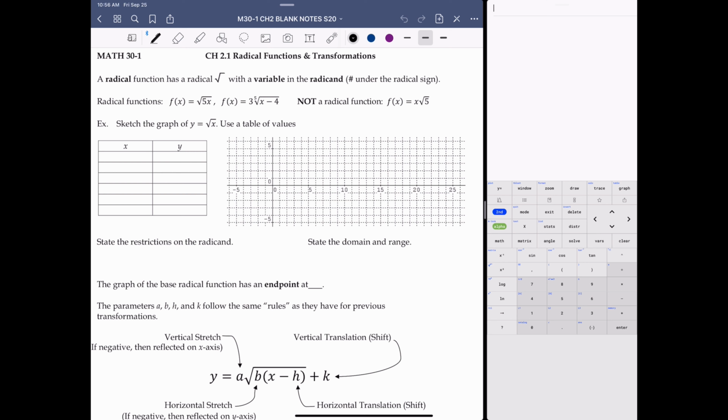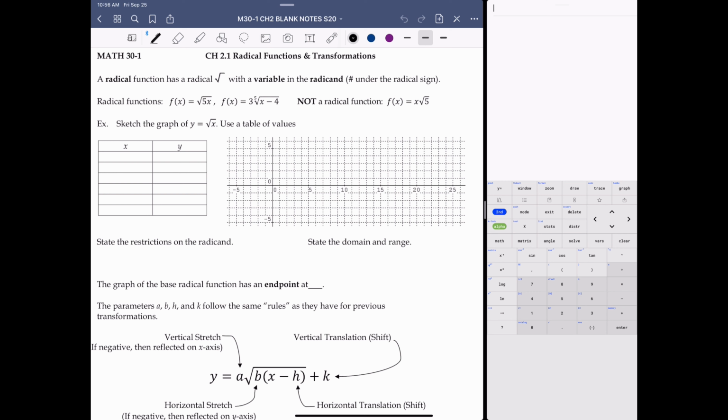Another example, f of x equals 3 times the fifth root of x minus 4. We have a variable under a radical sign, so it's a radical function. An example of something that's not a radical function: f of x equals x times the square root of 5. We don't have a variable under our root sign, so this is not a radical function.